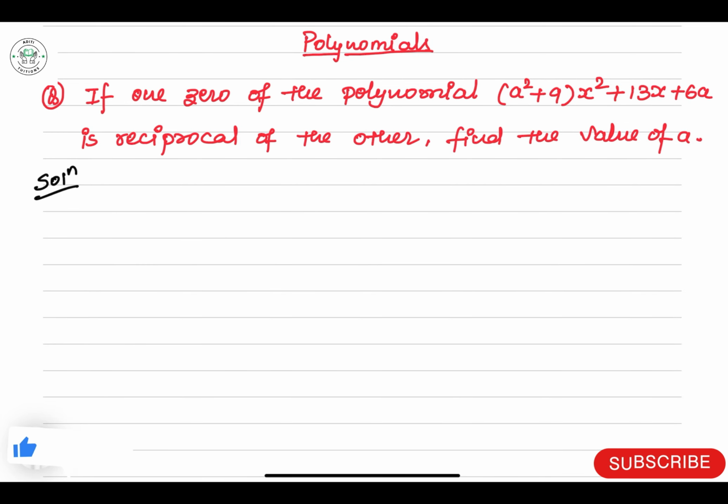So again, I came up with another video where I'm going to show you another type of question in polynomials, which is very important for the 10th board exam. The question I have taken is: if one zero of the polynomial (a square plus 9) x square plus 13x plus 6a is the reciprocal of the other, find the value of a.